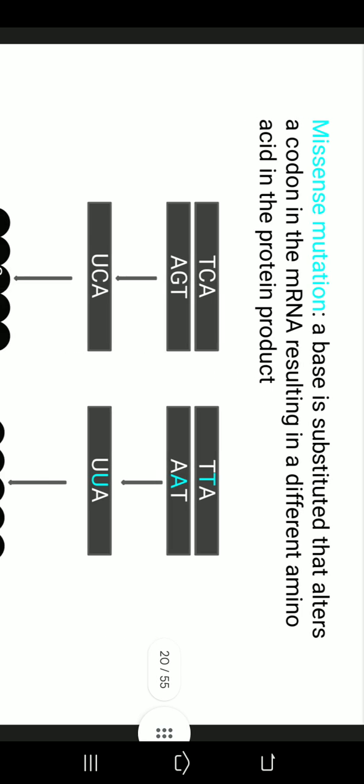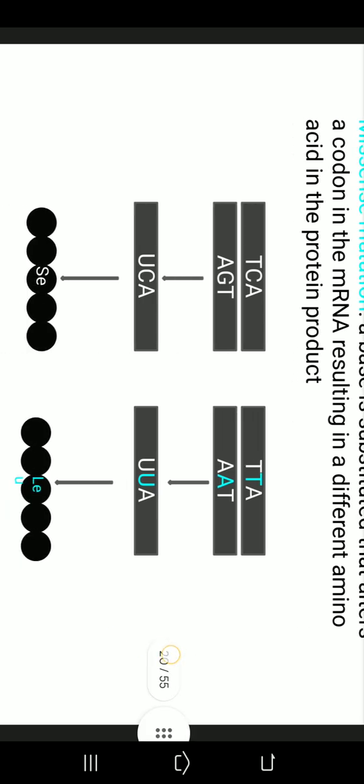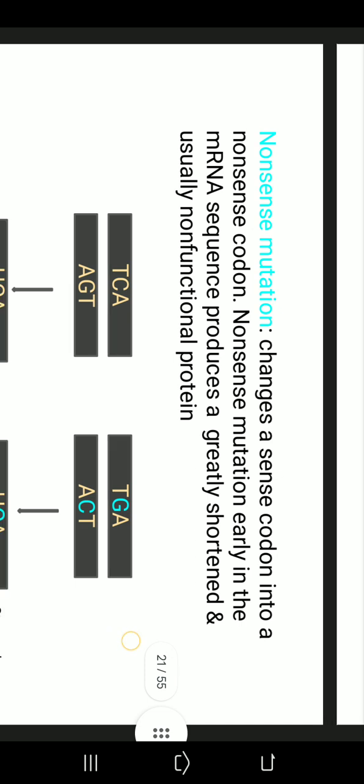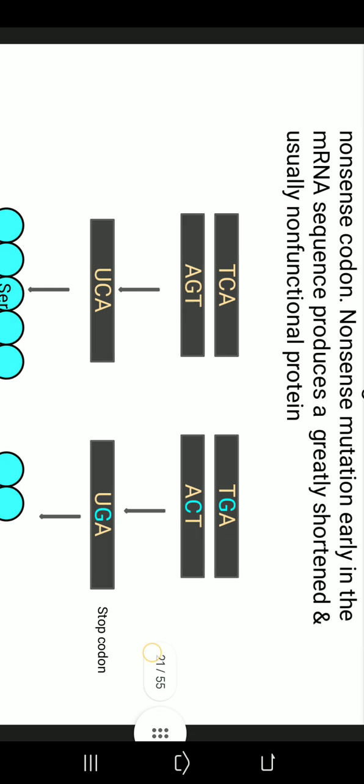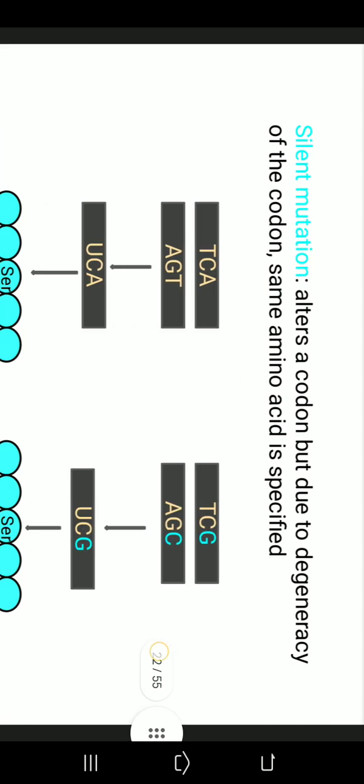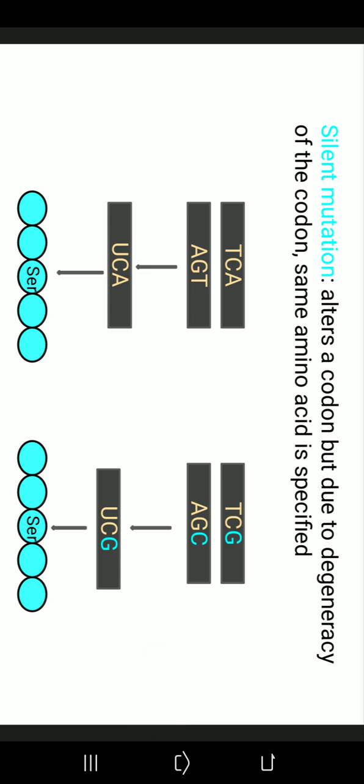Missense mutation: a base is substituted that alters the codon in the mRNA, resulting in a different amino acid in the protein product. Nonsense mutation changes a sense codon into a nonsense codon. A nonsense mutation early in the mRNA sequence produces a greatly shortened and usually non-functional protein. Silent mutation alters a codon, but due to degeneracy of the codon, the same amino acid is specified.